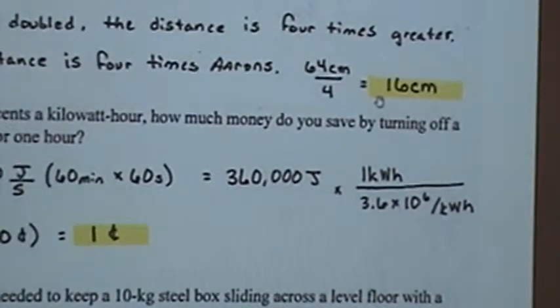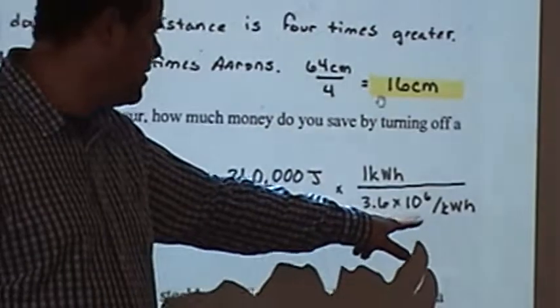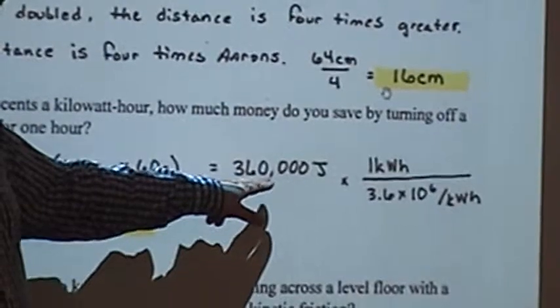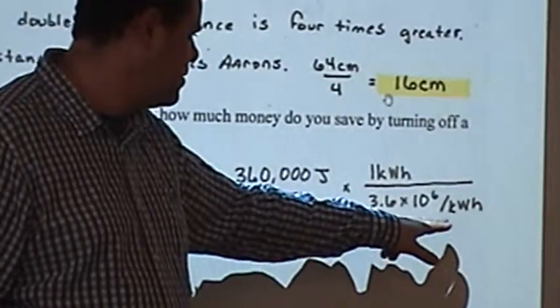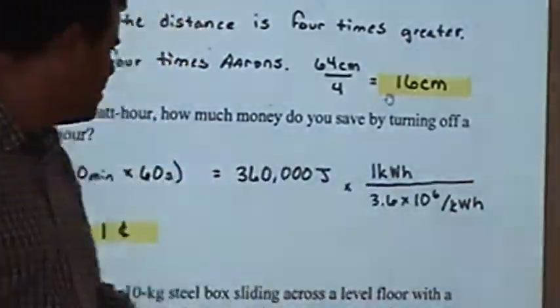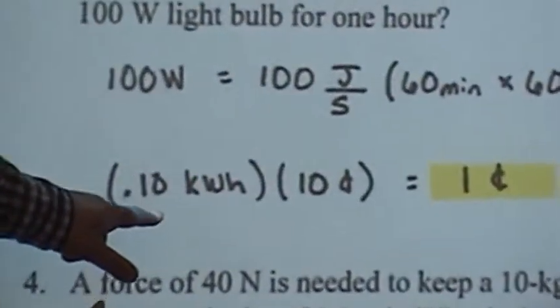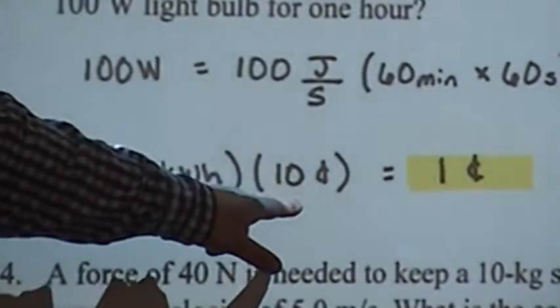Now, in terms of kilowatt hours, which is 3.6 times 10 to the 6th, this is 3.6 times 10 to the 5th. When you divide to cancel out the joules and you get kilowatt hours, you see that it takes 0.1 kilowatt hours. And at the rate of 10 cents per kilowatt hour, that equals 1 cent.